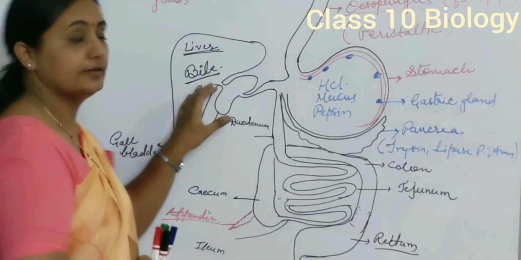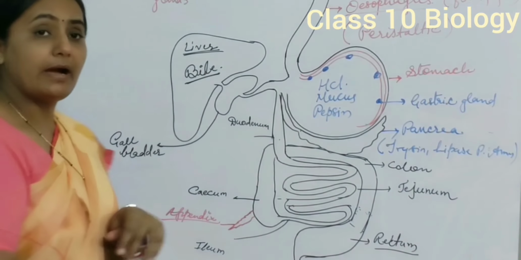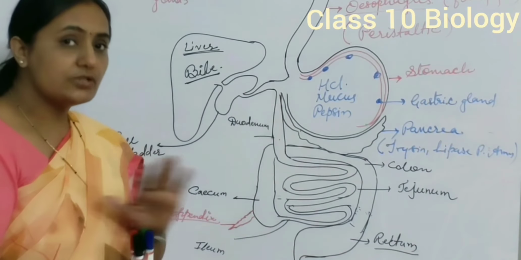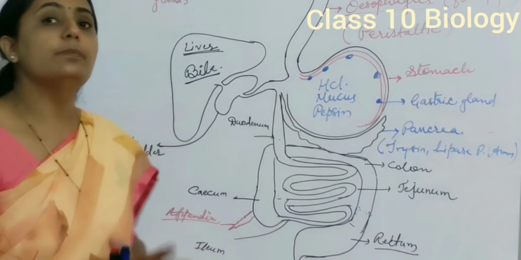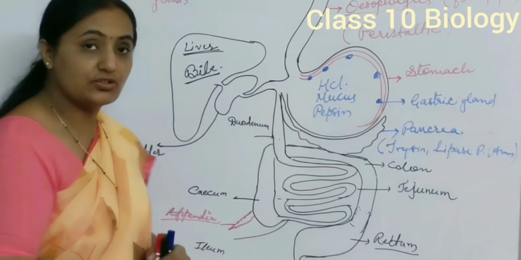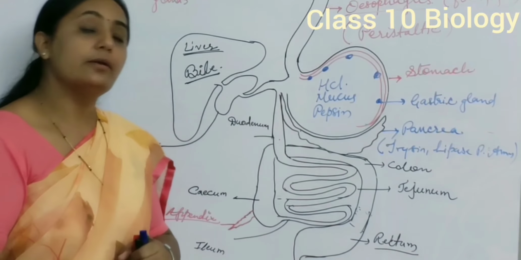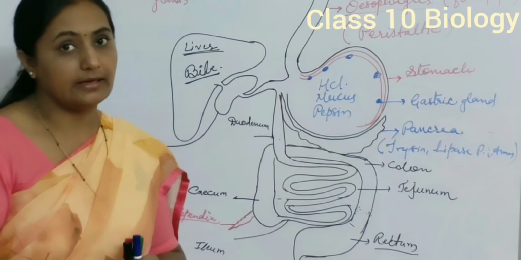Now bile. The liver secretes bile. Though bile doesn't have any digestive enzyme, or any other enzyme, still bile plays a vital role in the process of digestion, because bile is a composition of bile salt and bile pigment. Bile salt helps to make the medium alkaline.